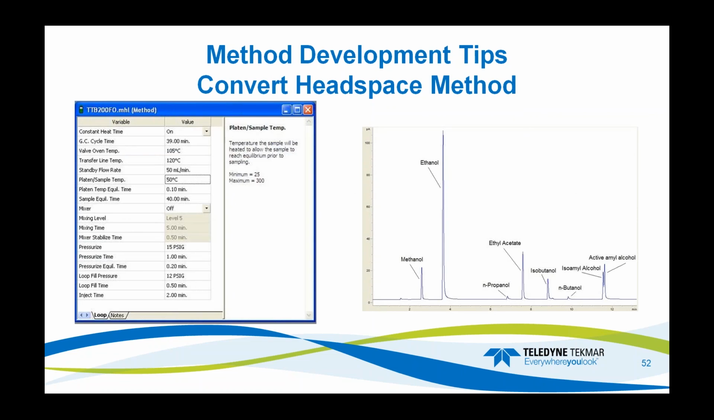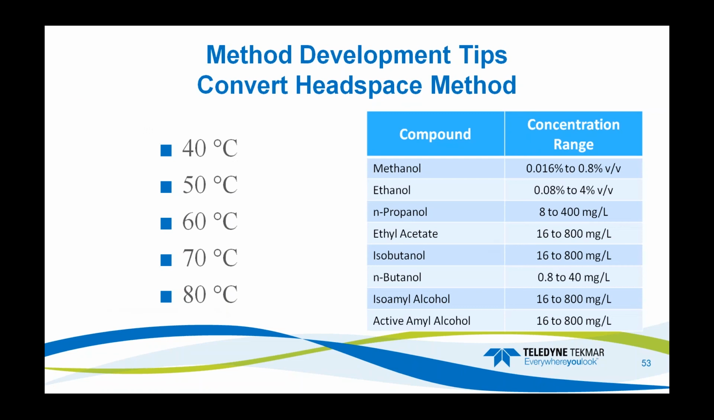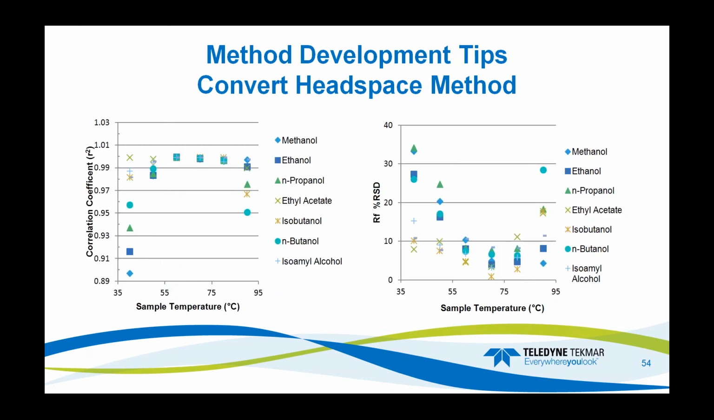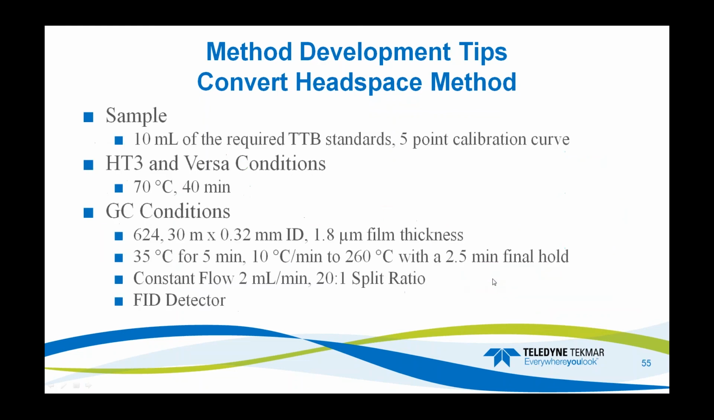So we set up the temperatures, made sure the chromatography was good, looked at different temperatures, 40, 50, 60, 70, 80 degrees, used a concentration range, and then we looked at the correlation coefficient for that concentration range and the relative standard deviation to pick a good temperature for this method. As you can see with the correlation coefficient, 60, 70, and 80 degrees was reasonable. However, with the percent RSDs for that calibration curve, we got our best RSD at 60 degrees.